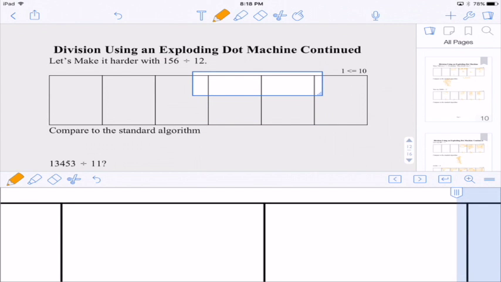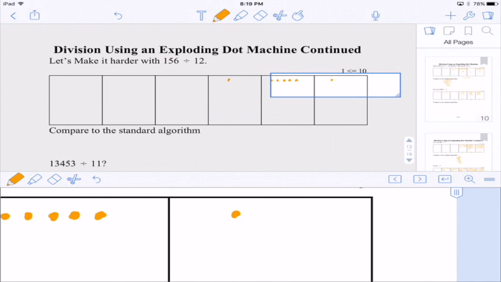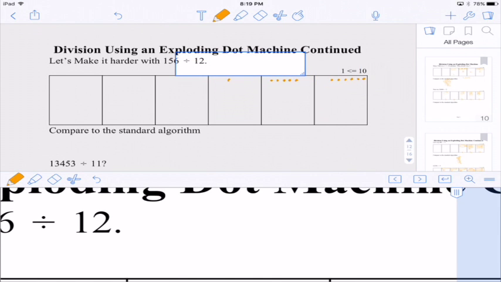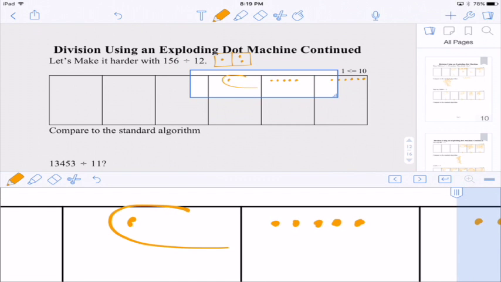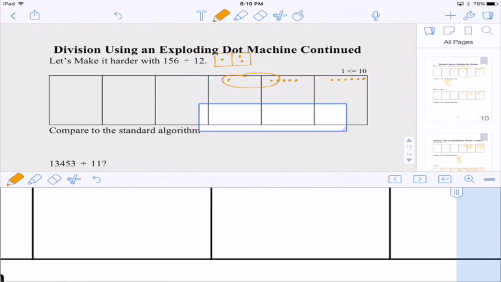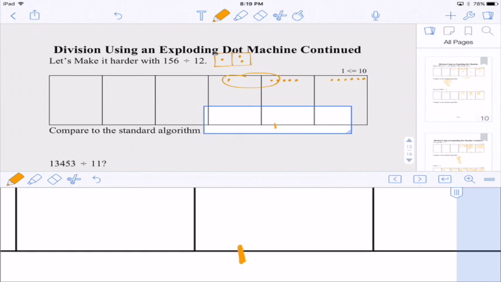So we've got 1, 2, 3, 4, 5, and 1, 2, 3, 4, 5, 6. Now I'm going to divide by 12. Well, what is 12 in the exploding dot machine? It's a 1 with 2. So that's what I need to look for. So if I look in that machine, I found it. Here is a 12. So we had one group of 12 from there.